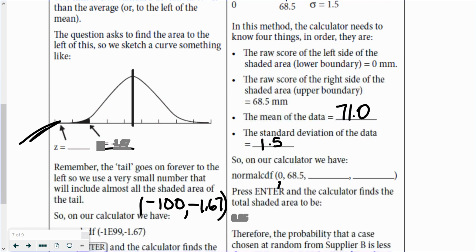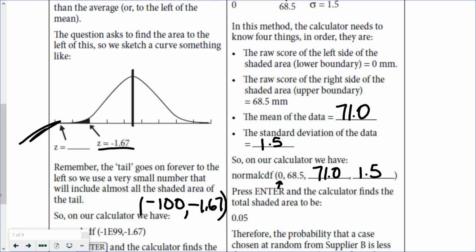So our lower boundary, if we're talking raw data, we're not talking z-scores anymore, because a z-score of 0 would be exactly the mean. So we put in 0, 68.5, 71.0 for the mean and 1.5 for the standard deviation. Casio people, I think yours is in the opposite order for those last two, but it tells you which way it is, so you should be able to put them in. Once you punch all that in, we get 0.05. Same number, two different methods.